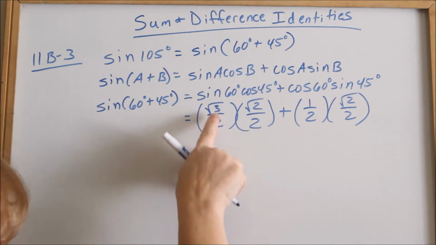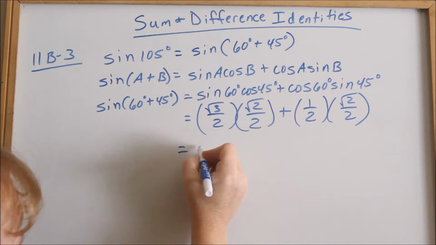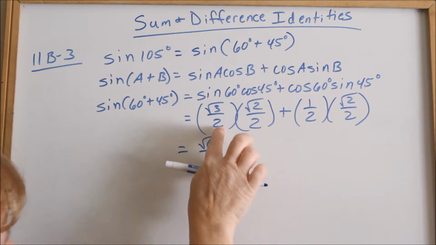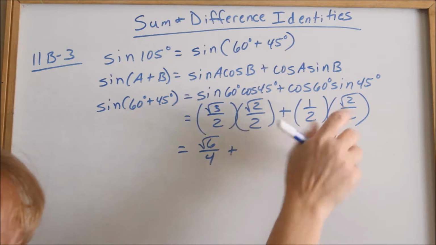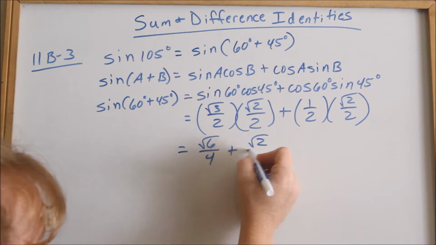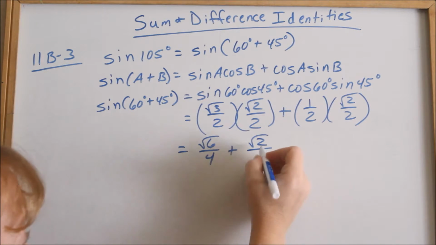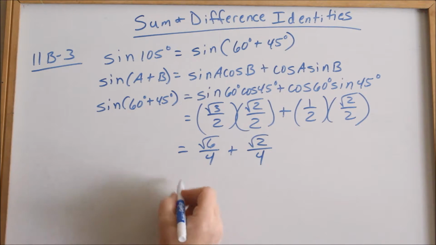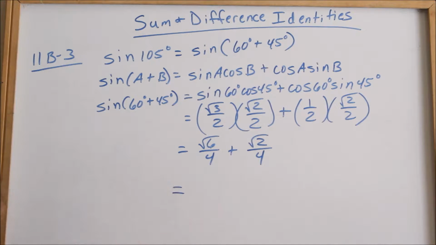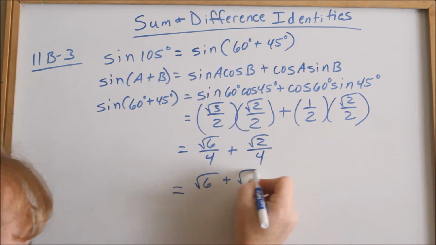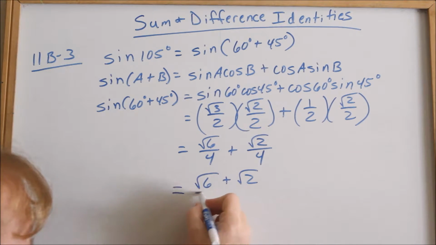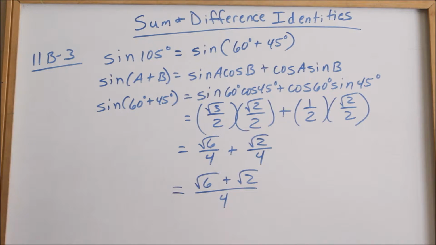So multiplying fractions, square root of 3 times square root of 2 is square root of 6, all over 2 times 2, 4, plus square root of 2, my numerator would be 1 times square root of 2, just square root of 2, over 4. I already have a common denominator, so I just combine my numerators. I cannot add square root of 6 to square root of 2, they are not the same kind, so I just write it like that all over one denominator.